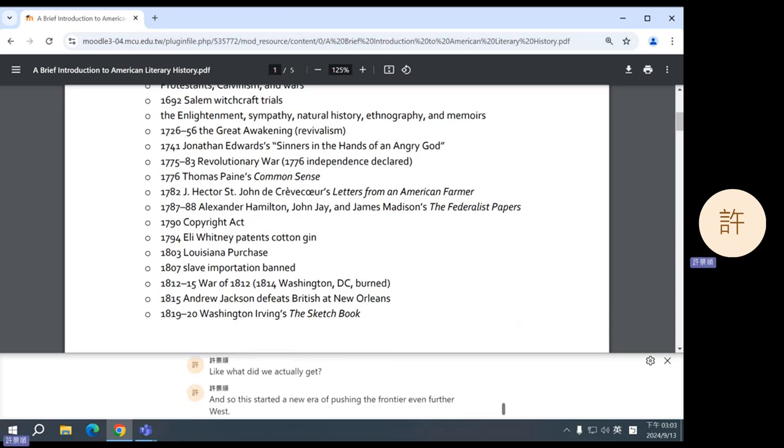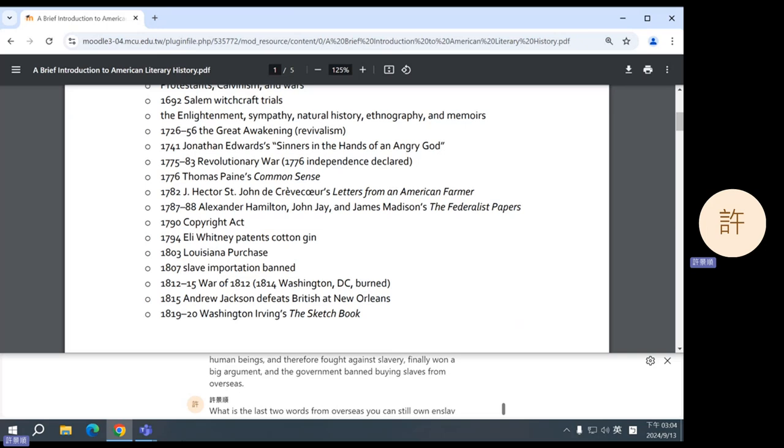In 1807, the people who say that we should treat all human beings like human beings and therefore fought against slavery finally won a big argument, and the government banned buying slaves from overseas. Notice the last two words, from overseas. You can still own enslaved people. You can still buy and sell enslaved people within the United States, but you could not buy them from other countries.